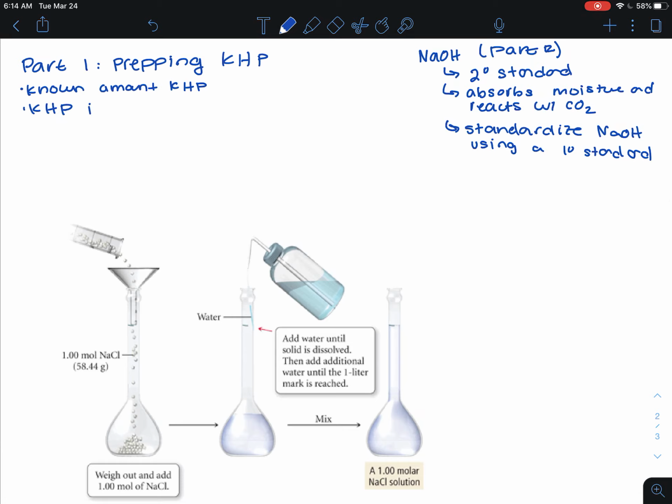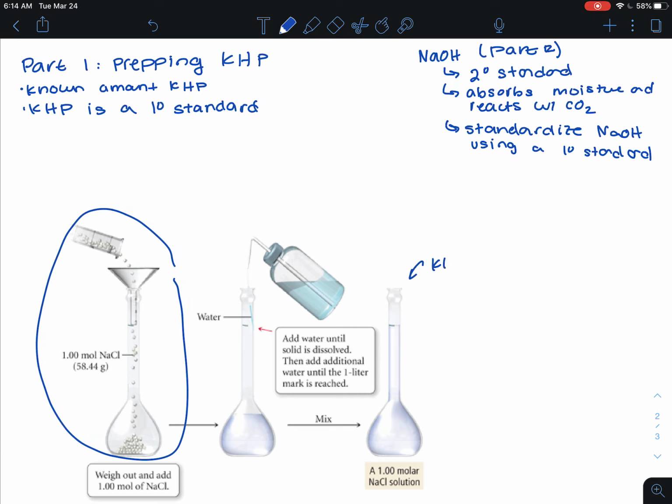So you'll be given a known amount of KHP to make a solution. KHP is a primary standard. It is easily measured, and it's really easy to know the exact amount of moles. It's a very stable powder that does not react with the water from the air and therefore can be used as a primary standard. So your first step in this lab is to make this little solution right here so that you have KHP to titrate with. I know that in the picture it's sodium chloride, but we're going to say this is KHP.